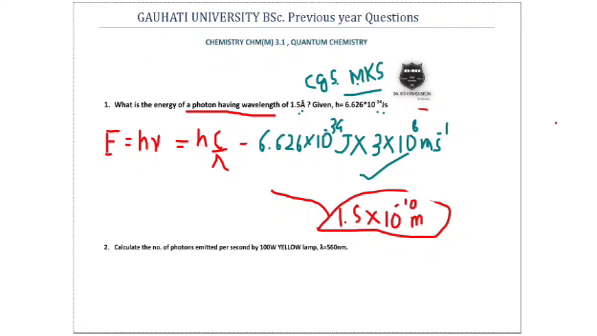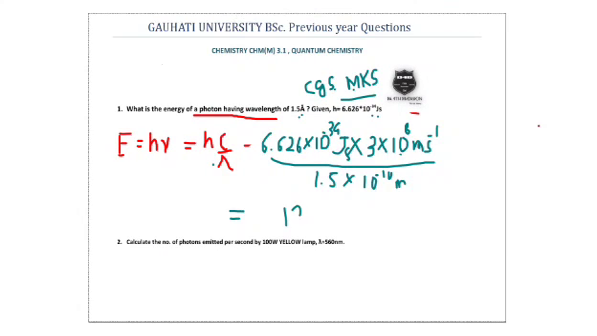Okay. So here we are given 6.6 into 10 to the power minus 34 joule second, and this is the velocity of light, 3 into 10 to the power 8 meter per second. Again, lambda is given as 1.5 into 10 to the power minus 10 meter. So this will yield simply 13.25 into 10 to the power minus 16 joule.